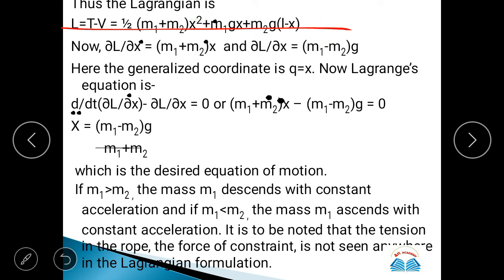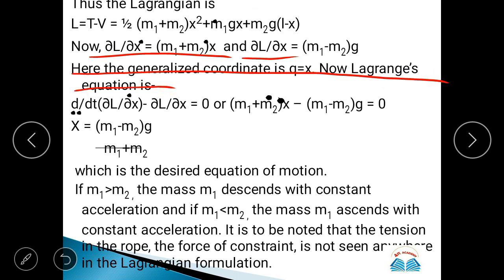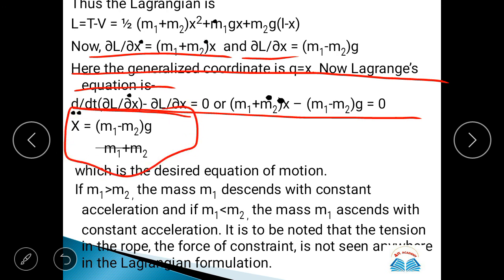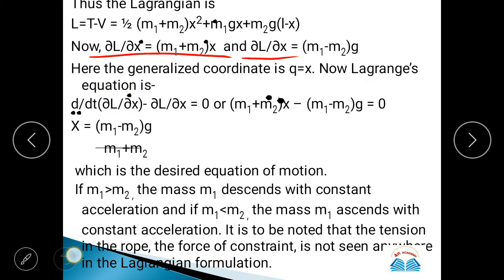Now for the Lagrangian equation of motion, we have to solve the Euler-Lagrange equation. So we will have to compute dL over d x dot and dL over dx. These dots are misplaced due to some mistake in the slide, so please keep that in mind. Here the generalized coordinate is q equals x, and when we put these values into Lagrange's equation, we get x double dot equals (m1 minus m2) g upon (m1 plus m2), which is the desired equation of motion. So you will get this as the final result.